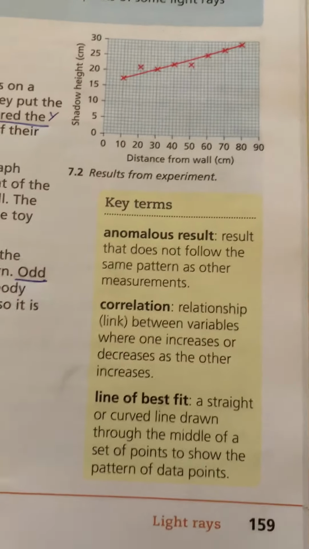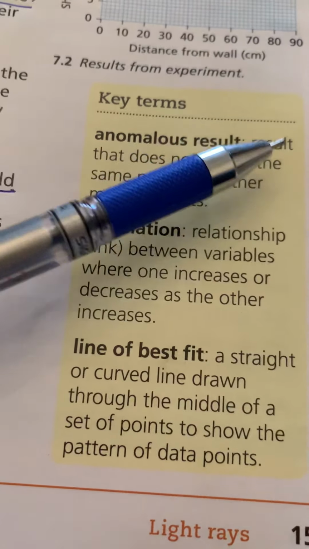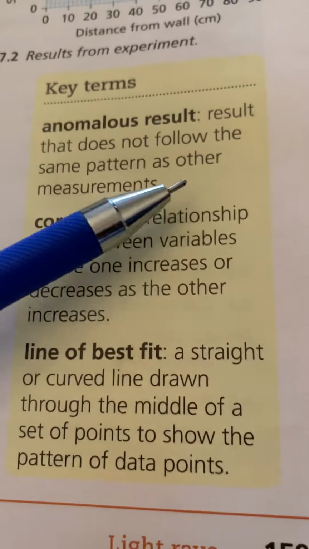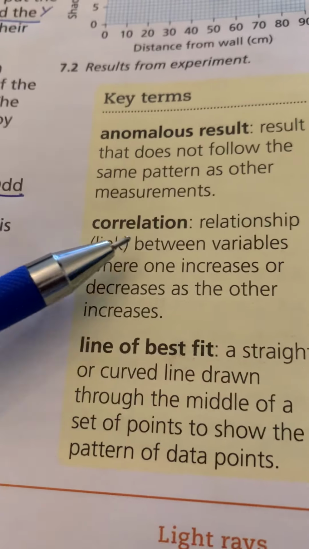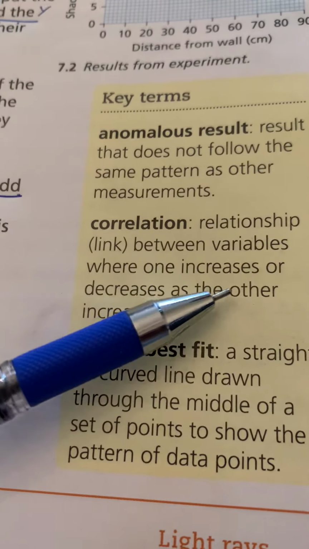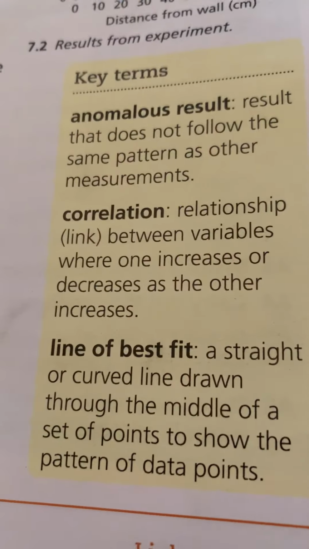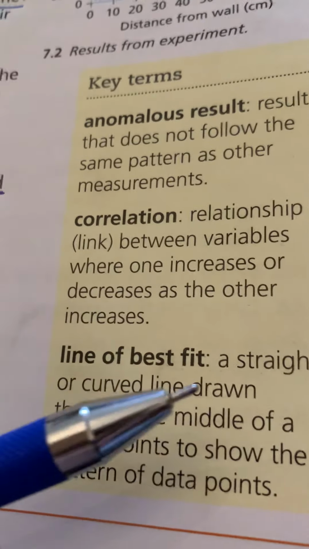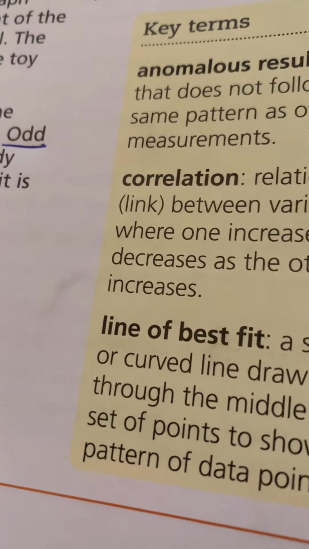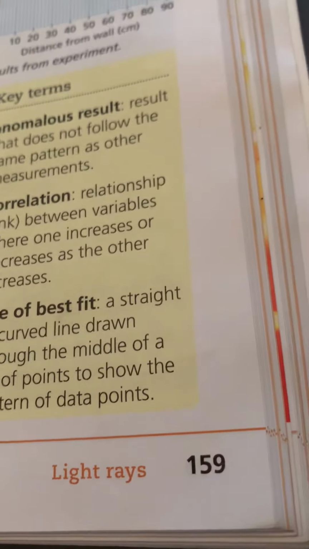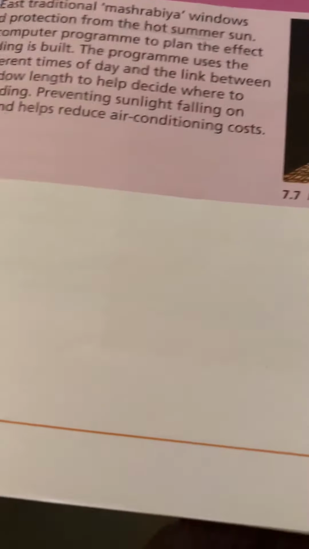Let's go now to the key terms. Anomalous result: a result that does not follow the same pattern as the other measurements. It's the error. Correlation: a relation, a link between variables where one increases or decreases as the other increases. Either you have an increasing relation or a decreasing relation. Line of best fit: a straight or curved line drawn through the middle of a set of points to show the pattern of data points. It is the line that can distribute all your results around it, or the line that can have most of your results on it.